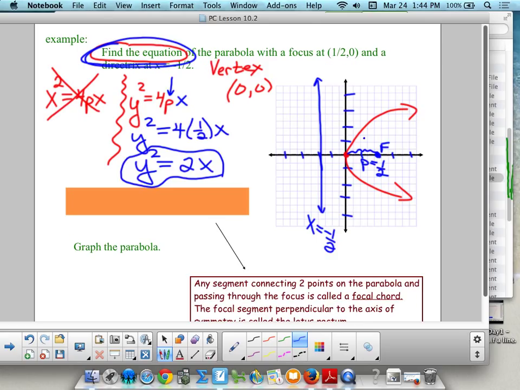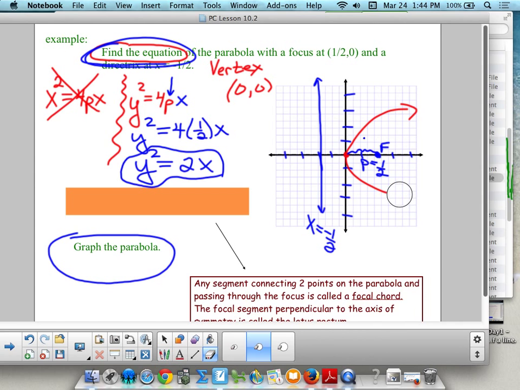Now, see this? It says graph the parabola. Graph it. Well, you know what? I don't know anything about my parabola except, here's what I really know. That's all I know. I only know this much. How am I supposed to graph my parabola if I only know one point? So here's what you have to read down here. You have to read the box. It says any segment connecting 2 points on the parabola and passing through the focus is called a focal chord.